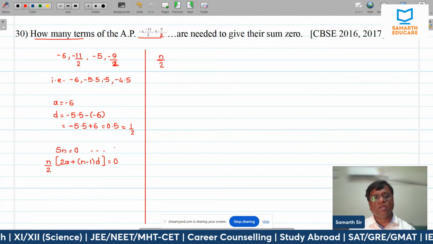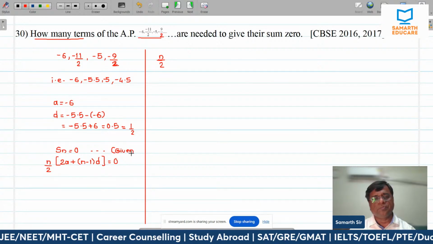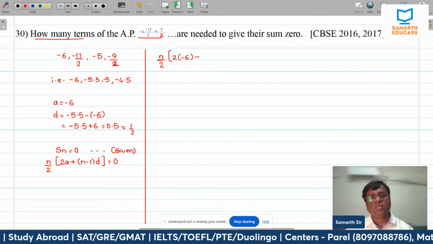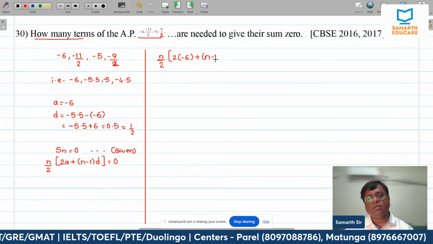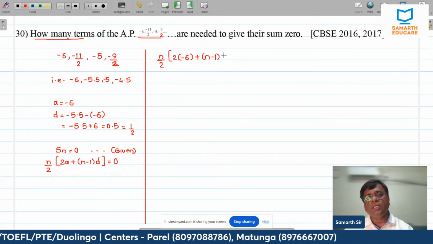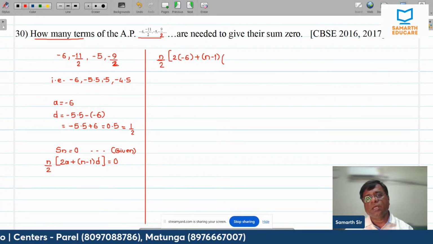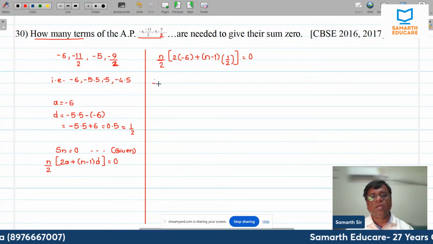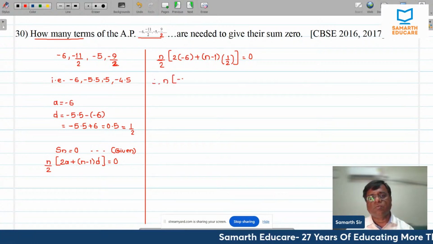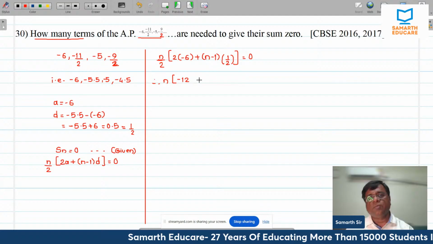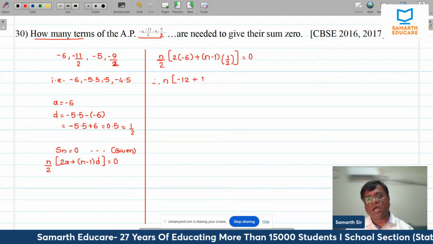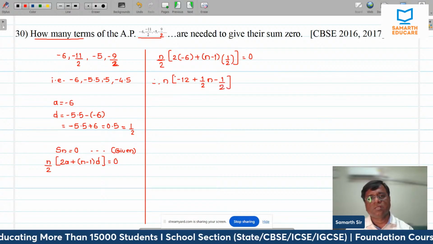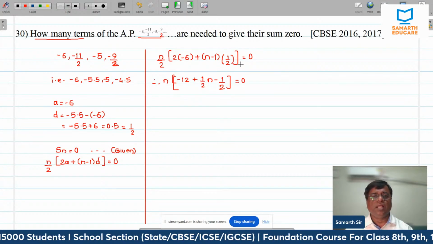Okay. This is the given condition, right? Sn is 0. So 2a, a is minus 6, plus, I don't know the value of n, minus 1 into d. d is 1 upon 2, and that is equal to 0. All right. So now this is minus 12. Minus 12 plus half n, and minus half is 2, gets cross multiplied, and that is 0.